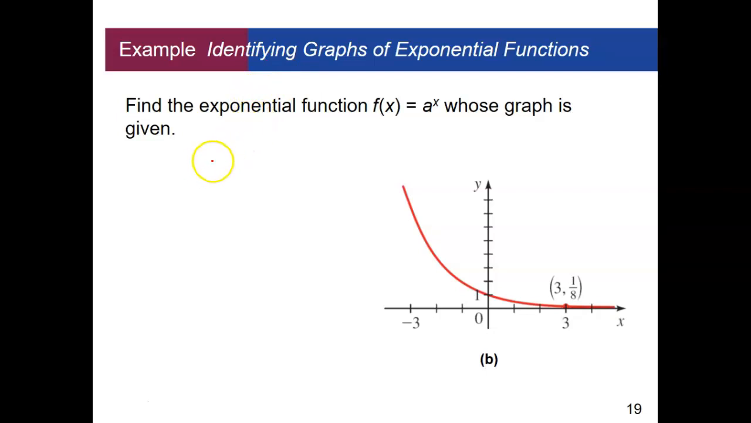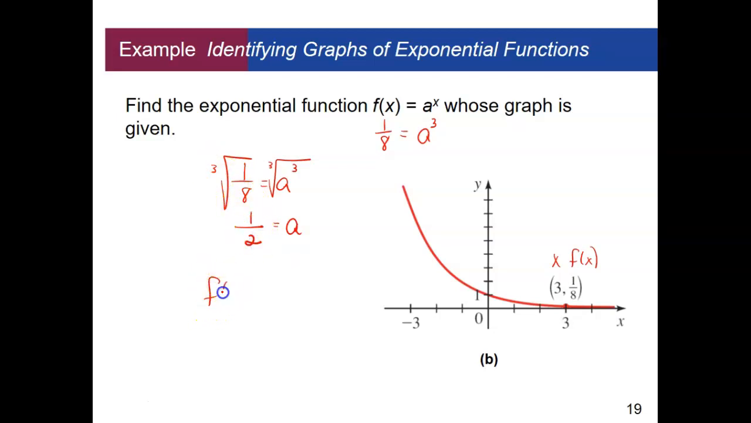Okay, here's another one. This is our x and our f of x. So I'm going to replace this, and I'm going to put 1/8 equals a to the third. To get rid of a cube, I need to take the cube root. So a equals the cube root of 1, which is 1, and the cube root of 8, which is 2. So my equation is f of x equals 1/2 to the x. And that makes sense because this is actually a decay equation that's shown, and so we have a base that's between 0 and 1.